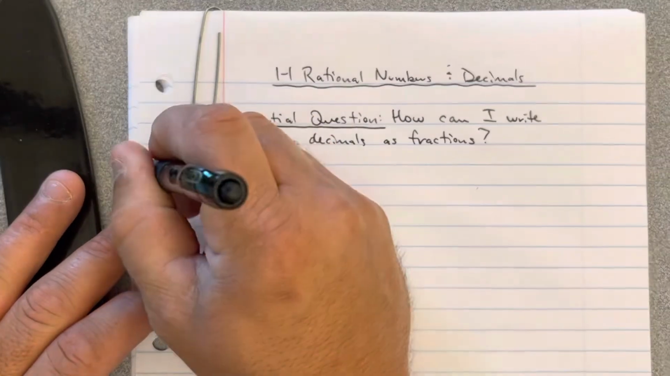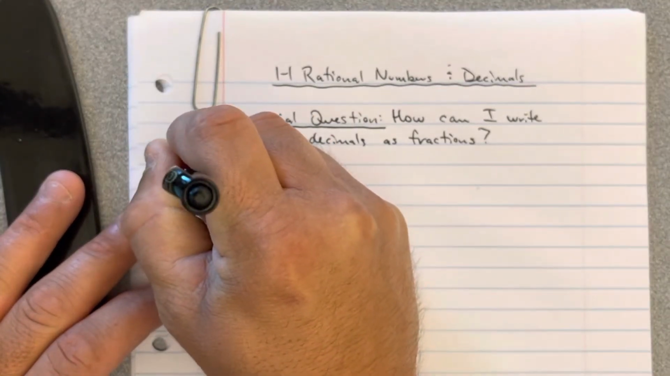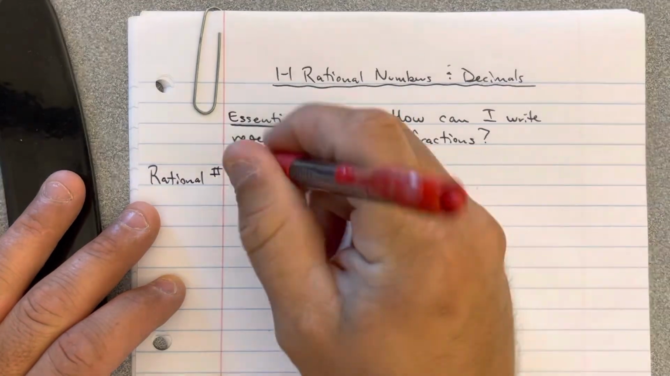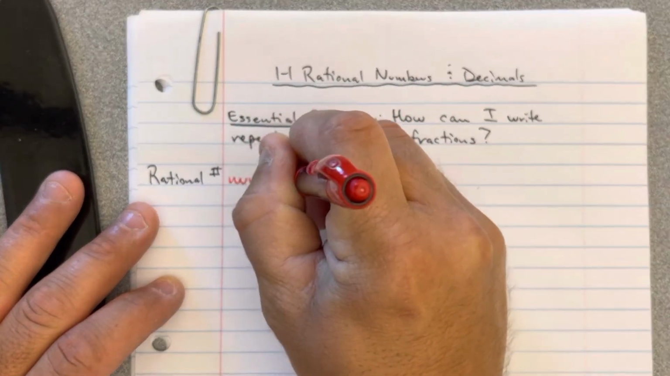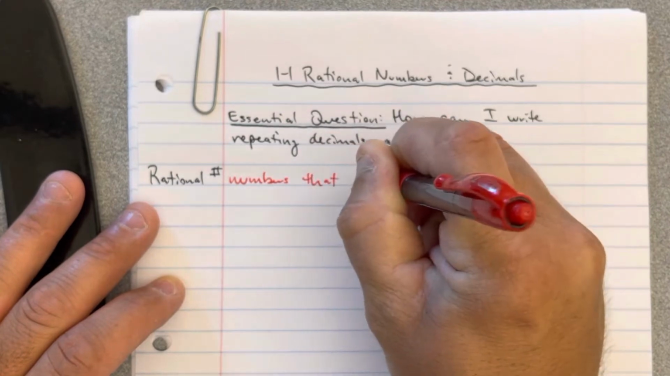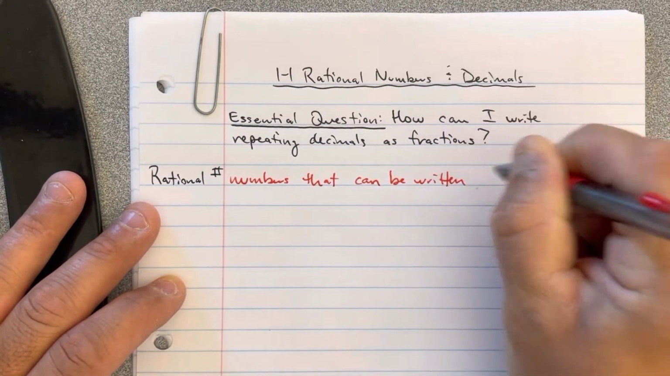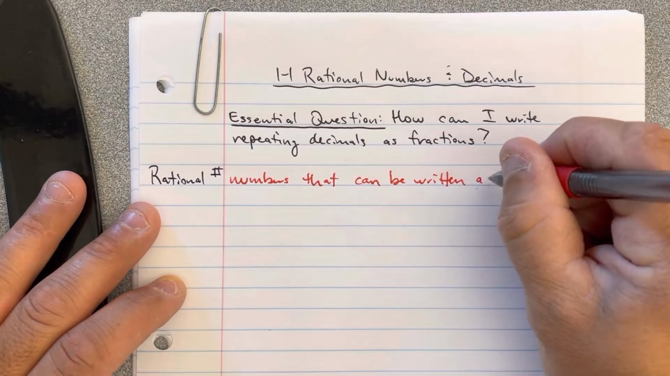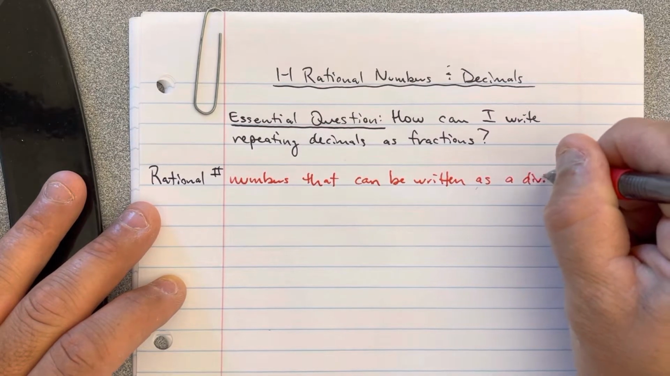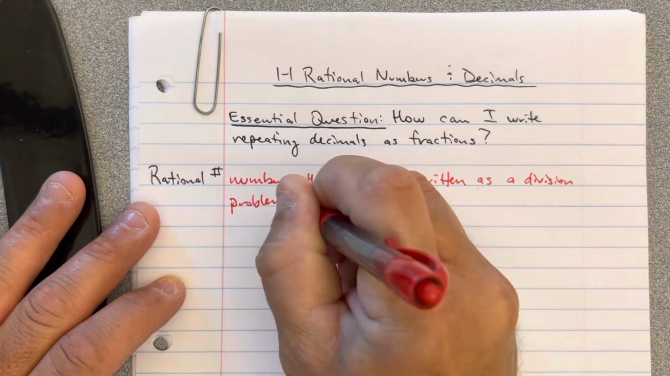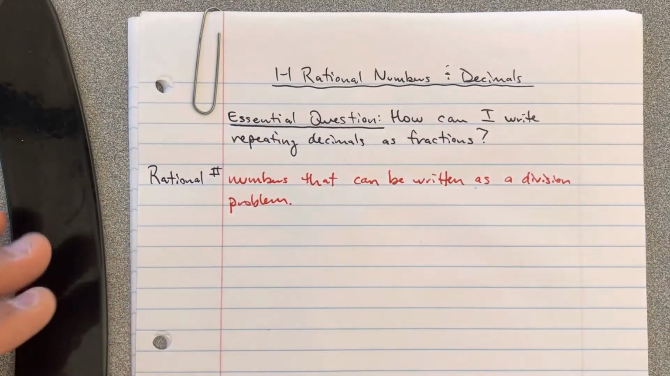The first term is just the idea of a rational number. These are numbers that can be written as a division problem. And what that really means is they can be written as a fraction. That's all it means.